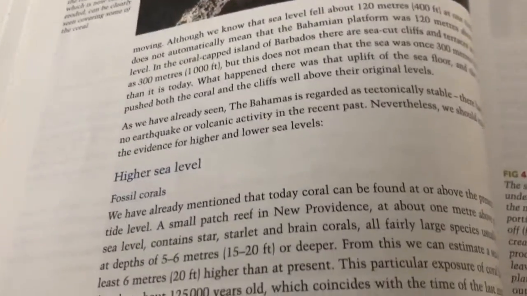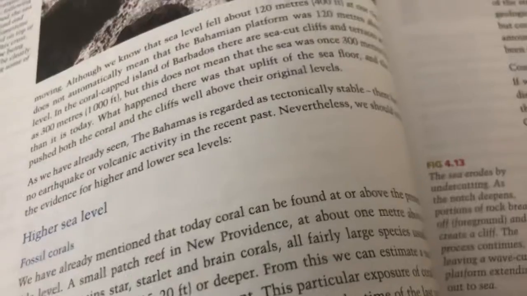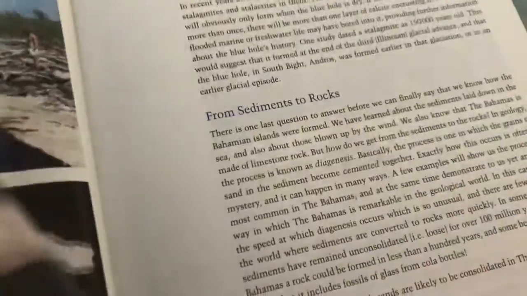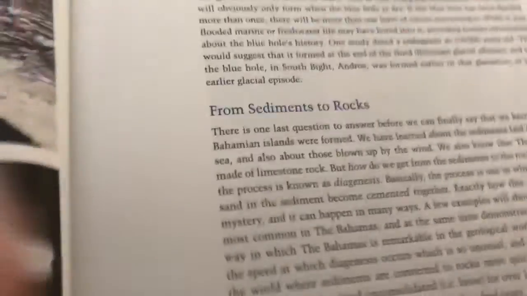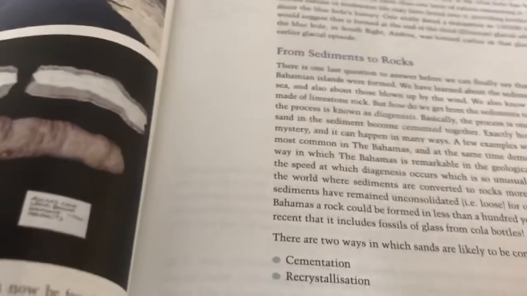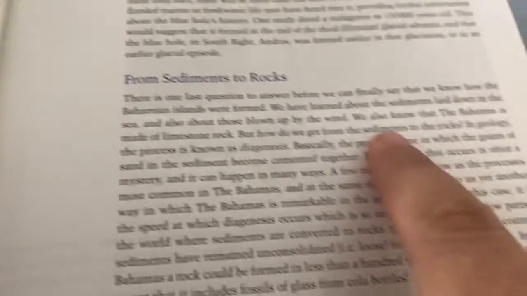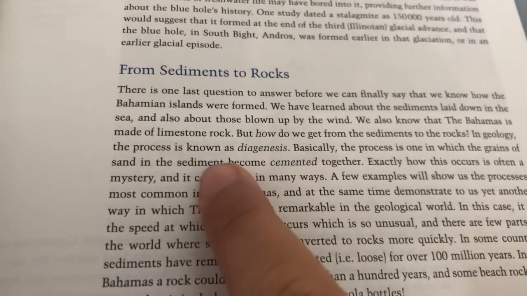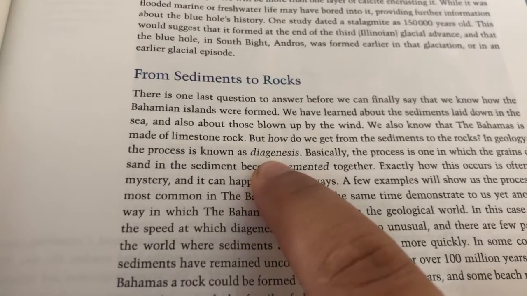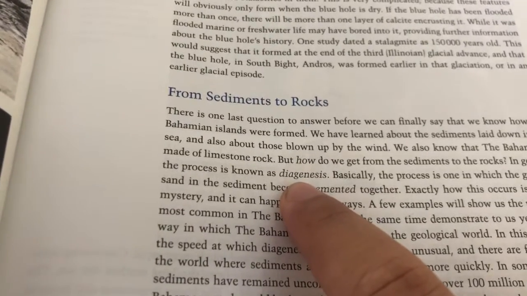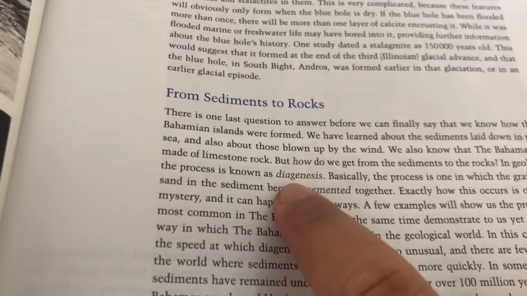Now what we're going to look at is how the land has been formed. Sediment gets blown across, as we saw in those diagrams, but how do we get from the sediments to the rocks? In geology, this is known as diagenesis, and this is where the grains become cemented together.